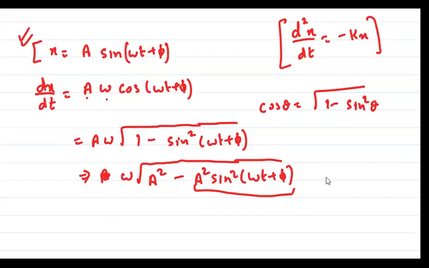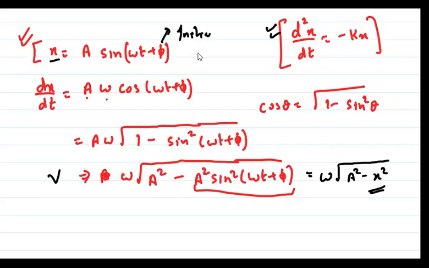So this became omega under root A square minus X square, the same equation, yes or no? V is equal to omega under root of A square minus X square, same. Which further proves that I can easily take x equal to A sine omega t plus phi, whenever restoring force is directly proportional to negative of x. The position is given by x equal to A sine omega t plus phi, where phi is the initial phase. Anyone have any issues? Everyone got the concept till this point?